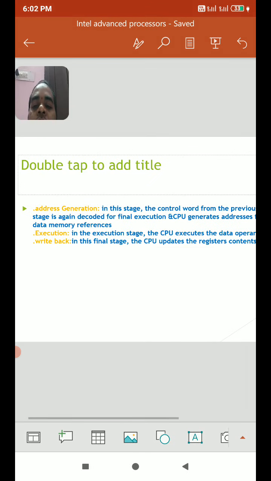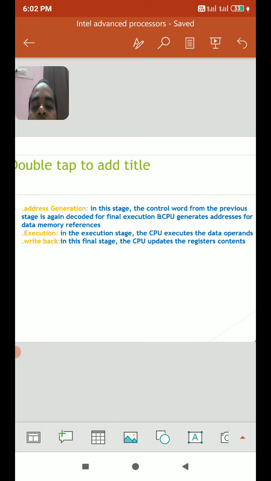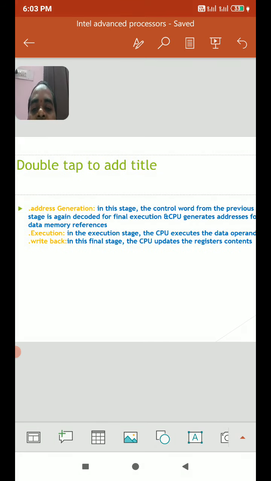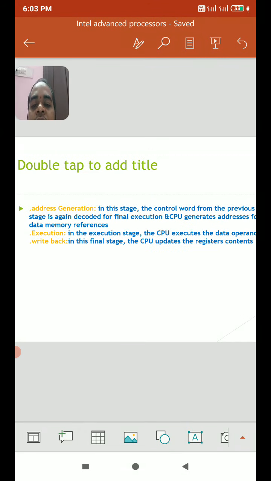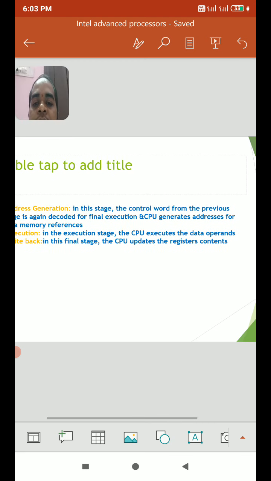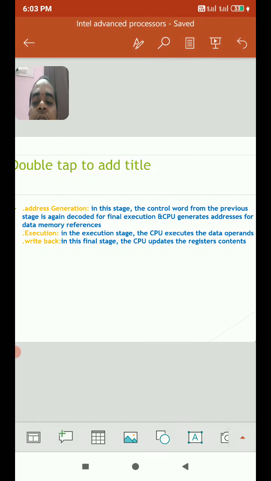Based on the control word, we are generating the addresses also. So how does address generation work? In this stage the control word from the previous stage is decoded again for final execution, and the CPU generates addresses for the data memory references. So when we get the final result, it is stored in that memory, and the CPU generates the addresses for those memory locations, the data memory references.